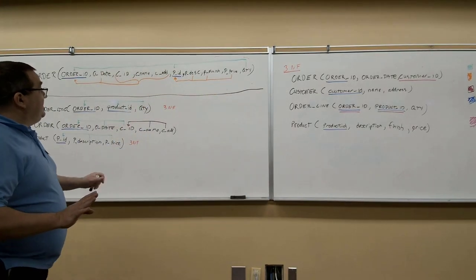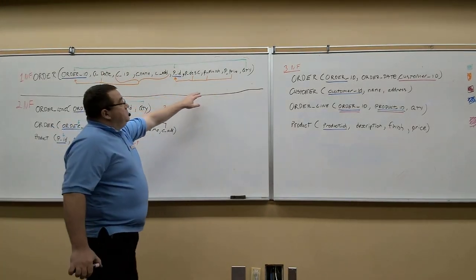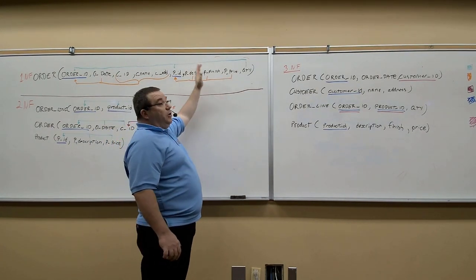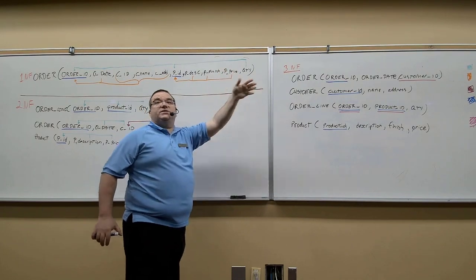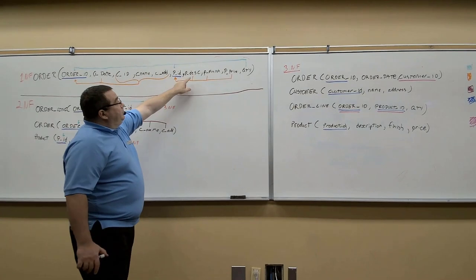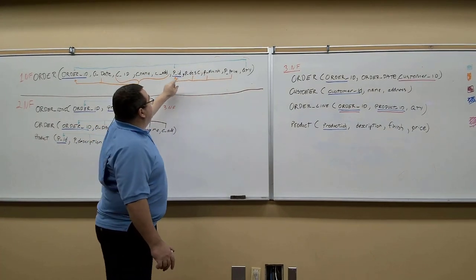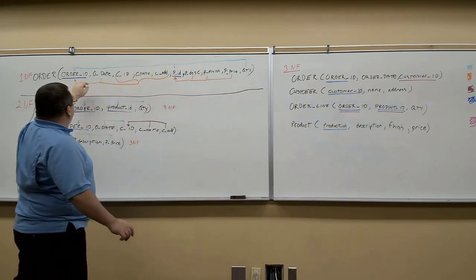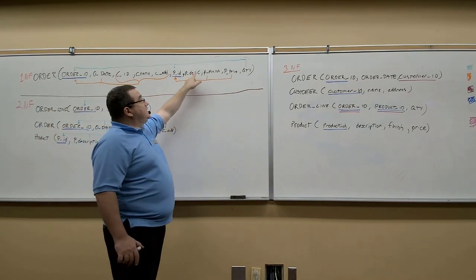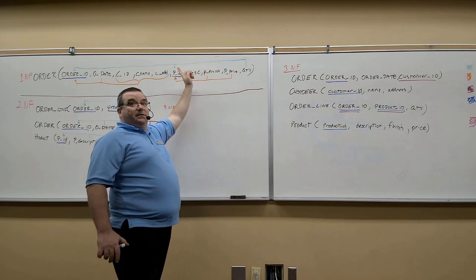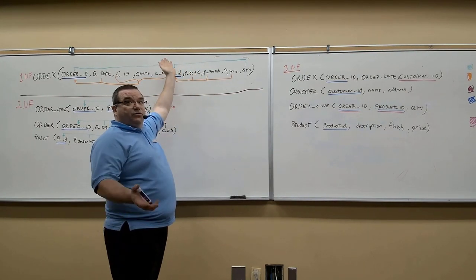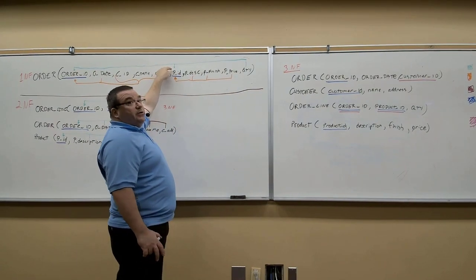So now the partial dependencies is when some attributes are only determined by part of the key. So remember earlier the conversation about the determinant? The product description, finish, and price is determined by the product ID. It has nothing to do with the order ID. Therefore, this is a partial dependency. These three attributes only depend, or are basically identified or determined, depending which phrase you want to use, by only part of the primary key.